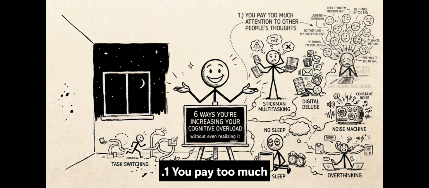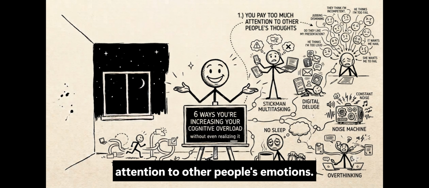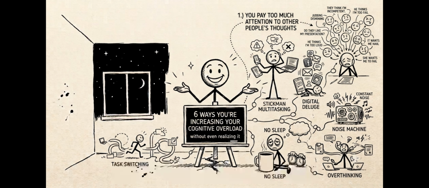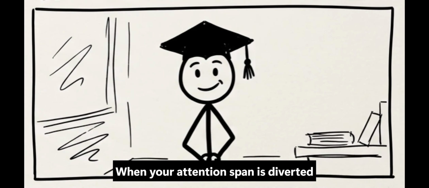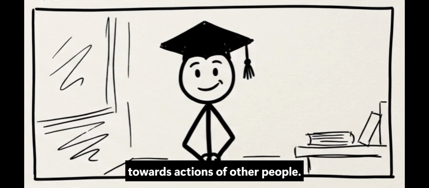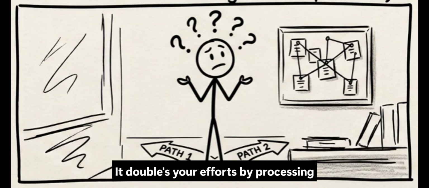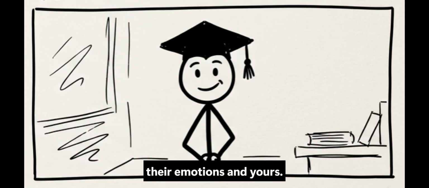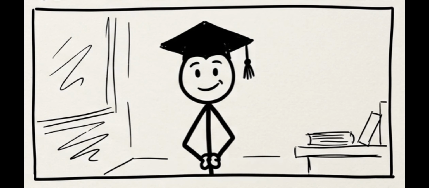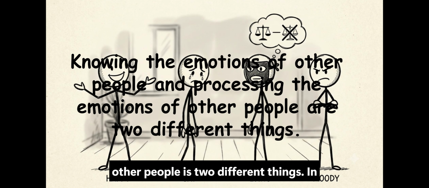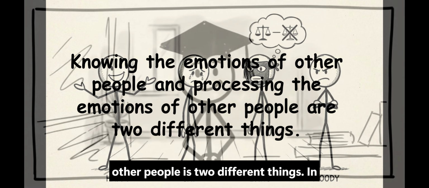Point 1. You pay too much attention to other people's emotions. When your attention span is diverted towards the actions of other people, it doubles your efforts by processing their emotions and yours. Know this: knowing the emotions of other people and processing the emotions of other people are two different things.